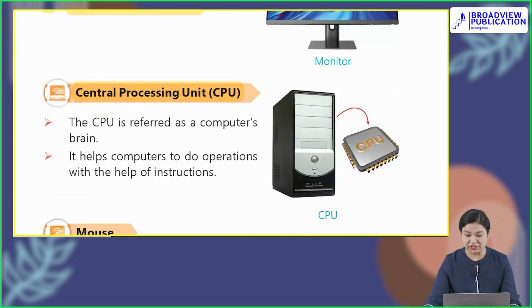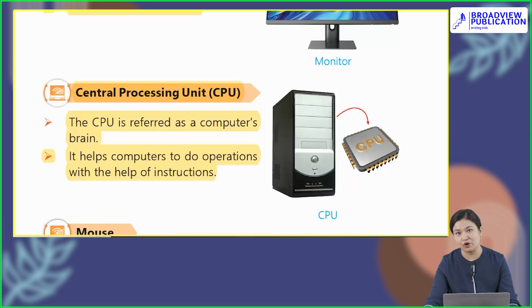Central processing unit, which is CPU. The CPU is referred to as a computer's brain. It helps a computer to do operations with the help of instructions. So CPU is called the brain of the computer. CPU looks like this and it does many operations with the help of instructions.